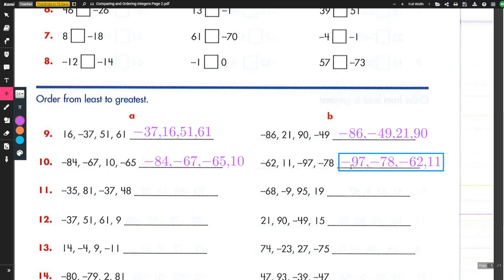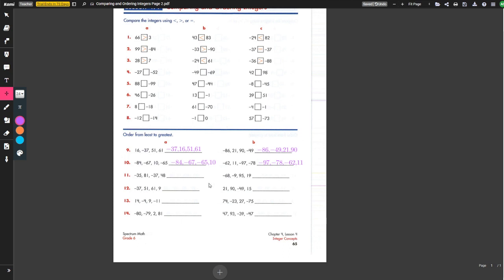And 11. Any of those ways will work. If one is confusing to you, don't use it. And that's all you're going to be required to do. Is just order them like that. Remember to put commas in between numbers so it's easier for me to read. And that's it. And then comparing up here.